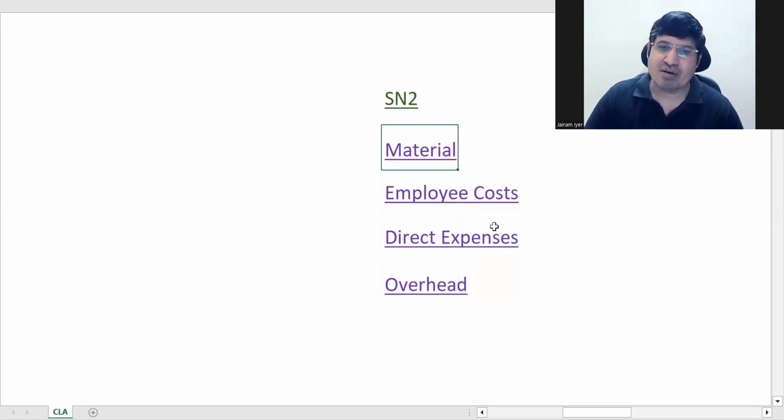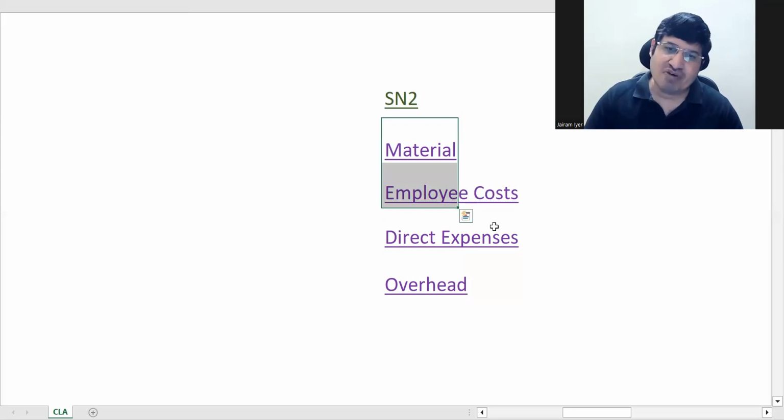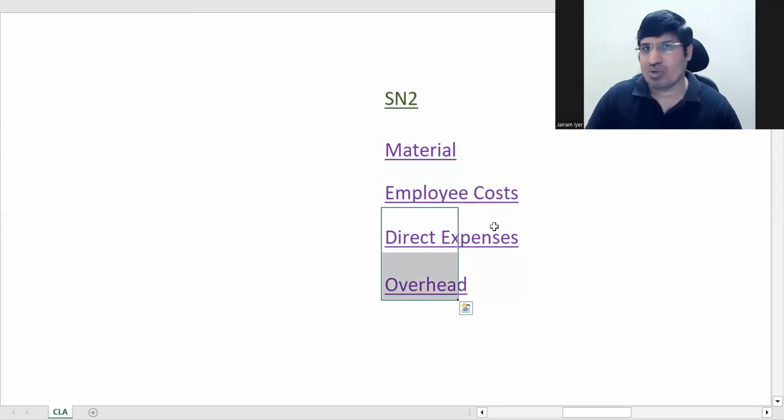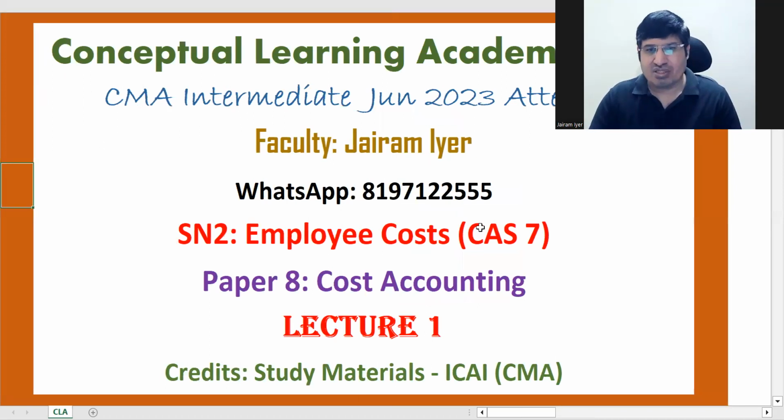Among material and employee costs, we can start with any of these two, there is no direct relation. But after finishing material and employee costs, only then we will move to direct expenses and overhead. So we are going to start with employee cost first. It might interest you a bit more than material. So let's start with employee costs, which is cost accounting standard 7.